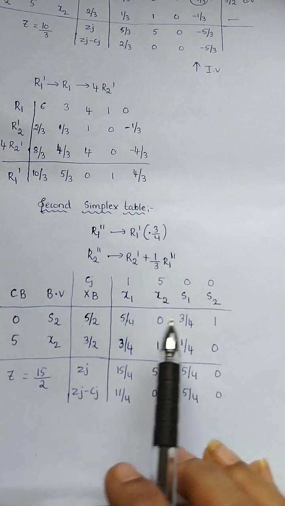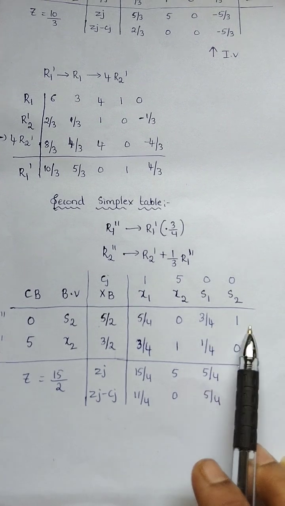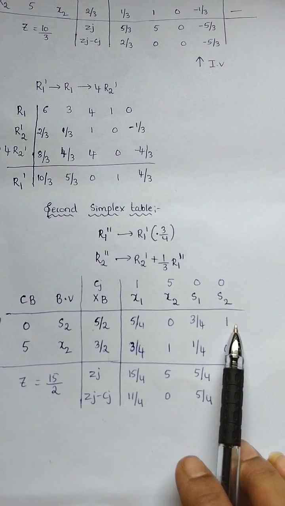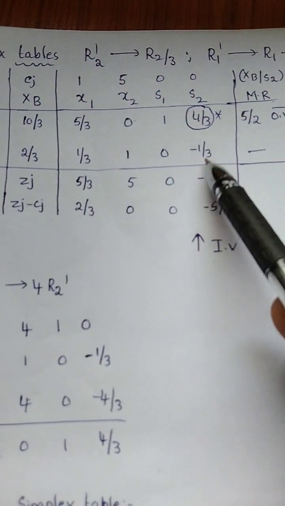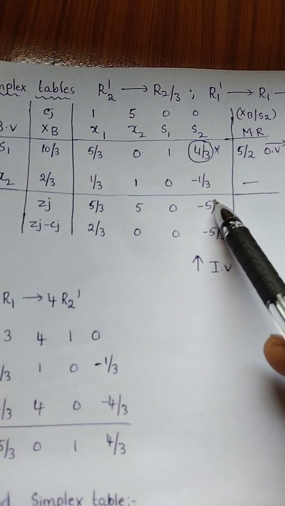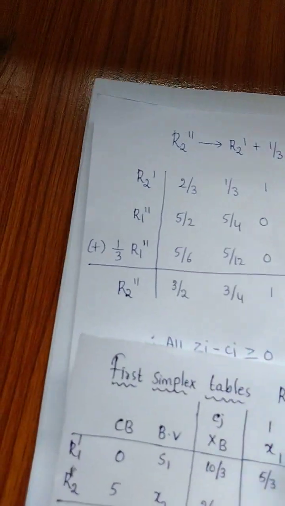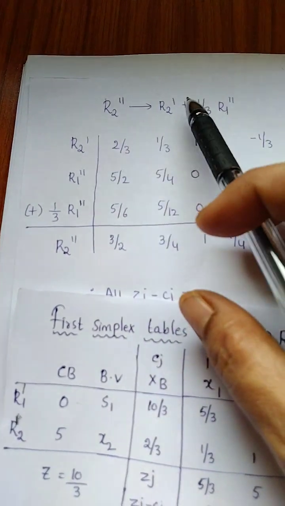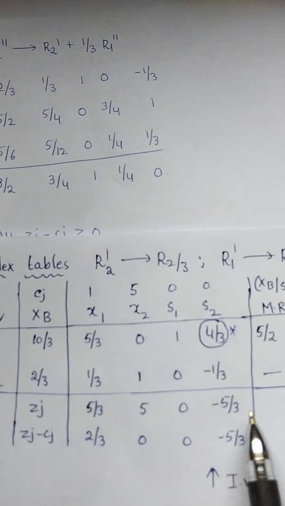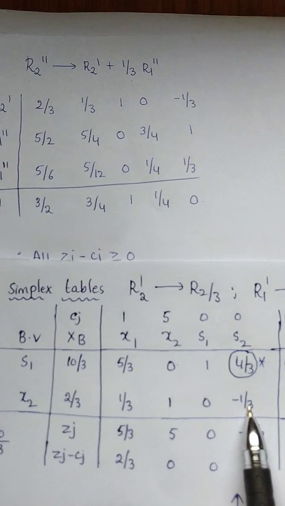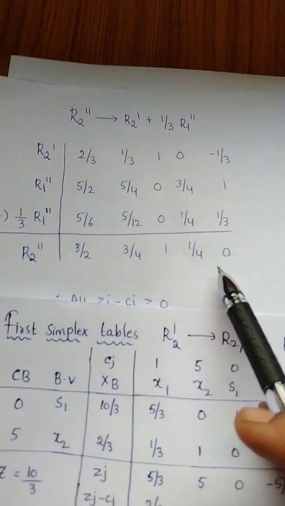After doing that, I got these values, that is 5 by 2, 5 by 4, 0, 3 by 4 and 1. And what are the values in the key column other than the key element? We have to make it as 0. So this is the value of minus 1 by 3, you have to make it as 0. Then what is the row operation you are going to use? So the row operation here is R2 double dash is replaced by R2 dash plus 1 by 3 into R1 double dash. Why? Because here you have minus 1 by 3. If you are adding plus 1 by 3, you are going to get the value of 0. That's why we are going to do that.